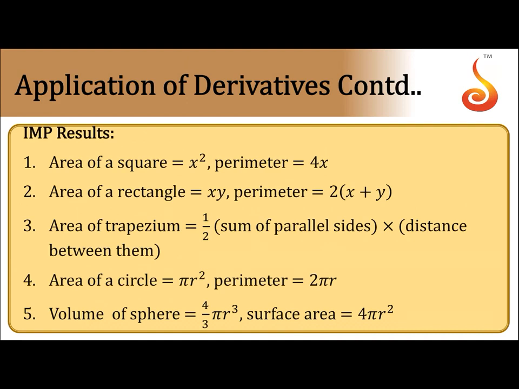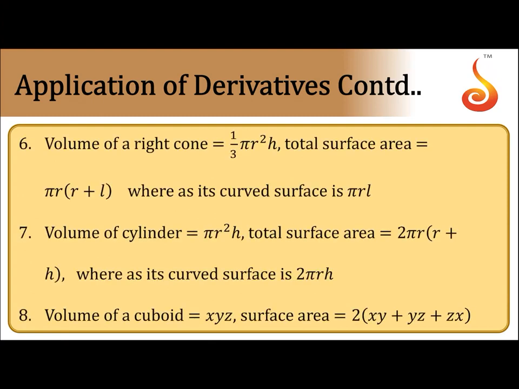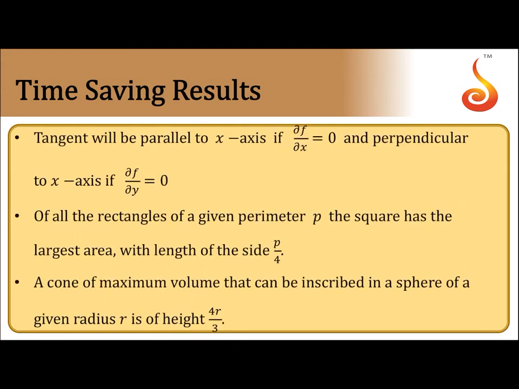Of course, these are some of the important results. From the lower classes we have seen the area and perimeter of a square, area and perimeter of a rectangle, area and perimeter of a circle, volume and surface area of the sphere, etc. The other values: volume of a right circular cone is 1/3 pi r square h, surface area pi r multiplied by (r plus L), and the curved surface area pi r L. The volume of a cuboid is xyz and surface area is 2 times (xy plus yz plus zx). And these are some of the important time saving results.